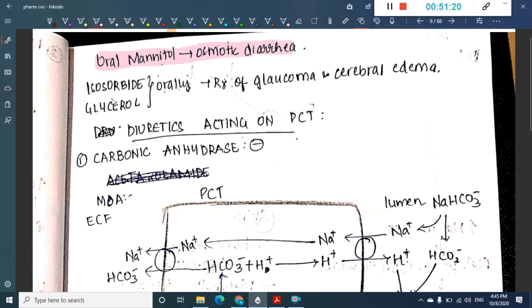Then not only do we have mannitol, we have other osmotic agents also, osmotic diuretics also. The other osmotic diuretics which can also be used are isosorbide and glycerol. These, isosorbide and glycerol, are the osmotic diuretics which are actually given orally. Okay, because of this oral usage, these can be used in glaucoma and also cerebral edema, but we don't use them more often. We use mannitol very often, especially in cerebral edema and glaucoma.